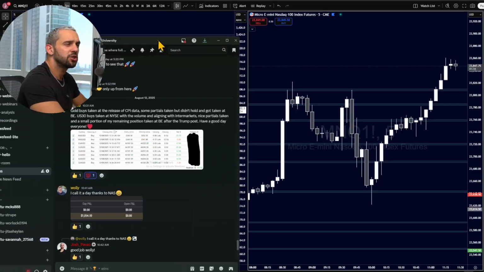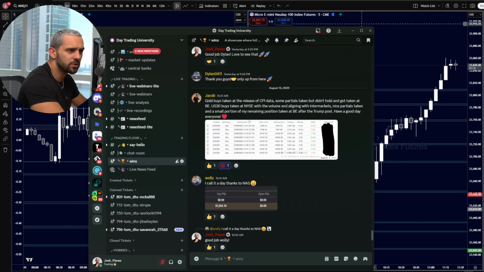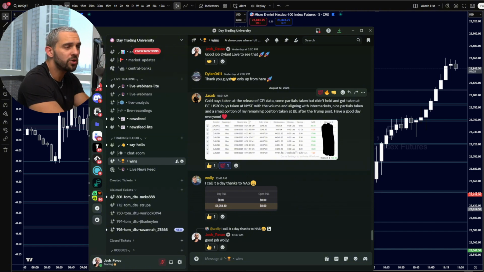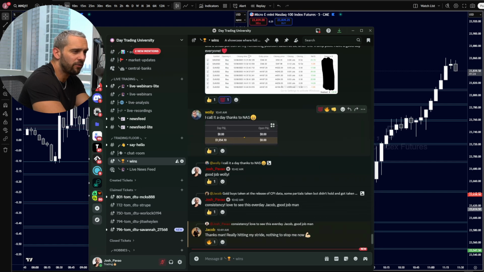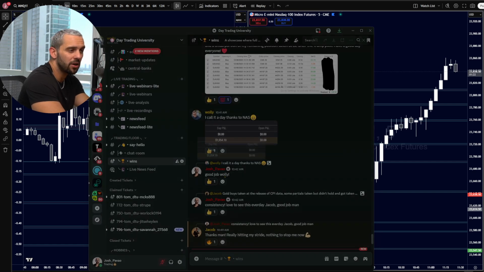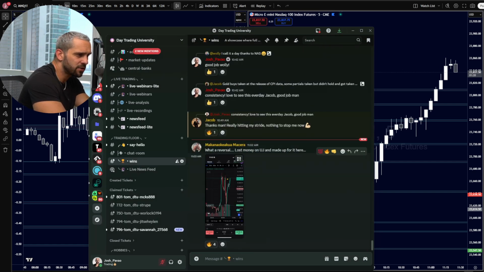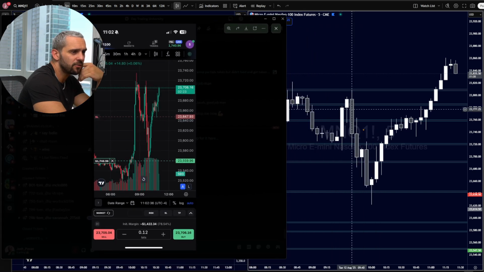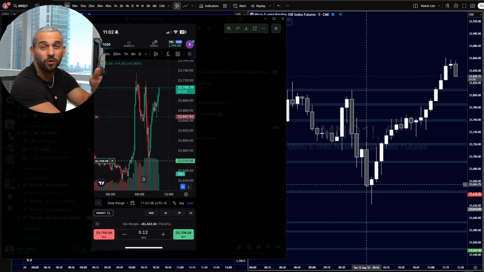Just from today alone, if I bring over the Discord inside Day Trading University, we can see Jacob right here. Remember I said earlier, you can use this analysis for US 30, which he's trading right here. We have Wally, he made over $1,000 on Nasdaq today. And then we go down to Makana. This is the reversal that you can see right here on Nasdaq that I was just showing you from one of the entries that we took.